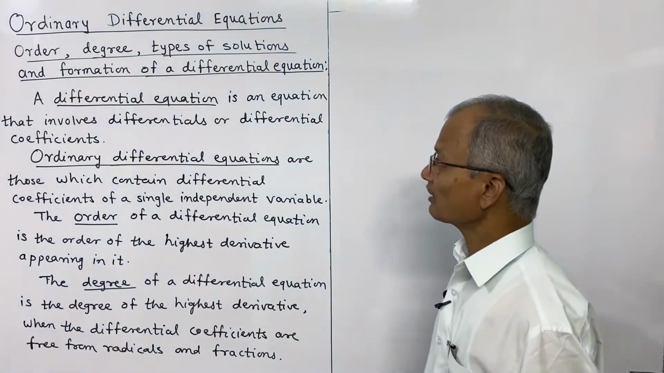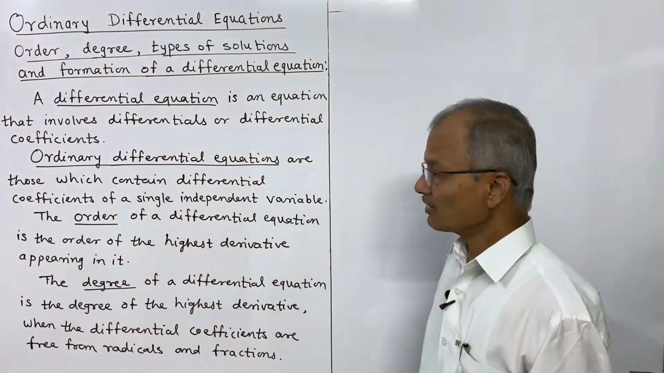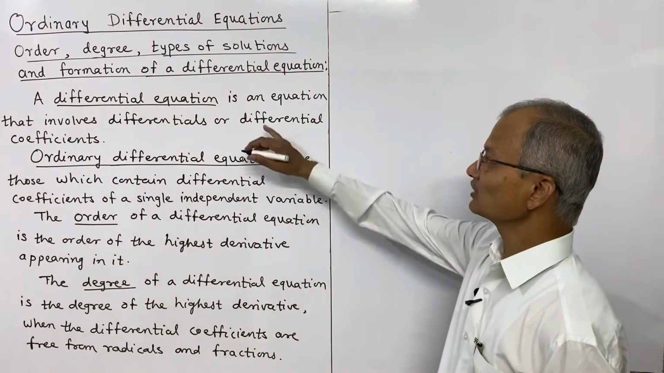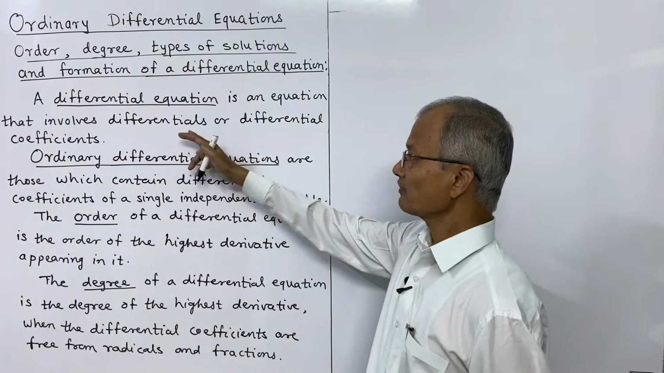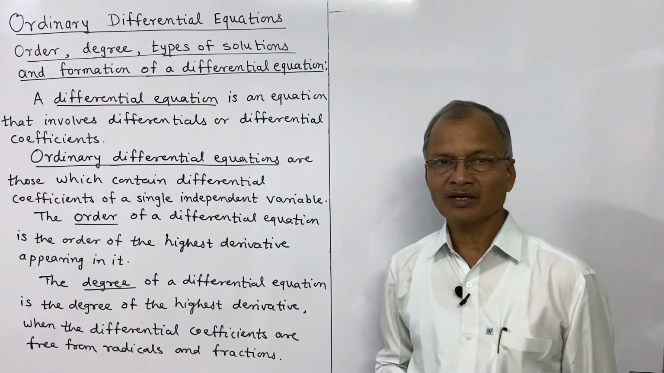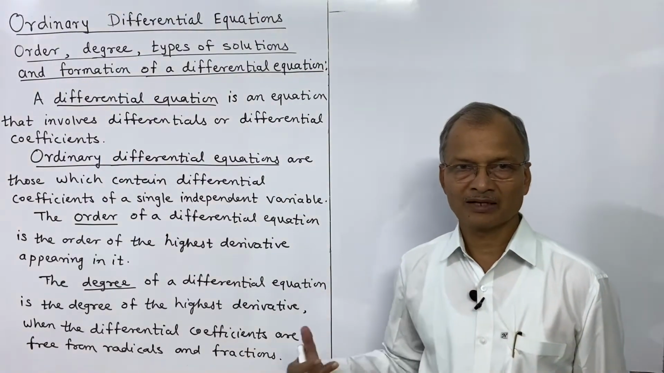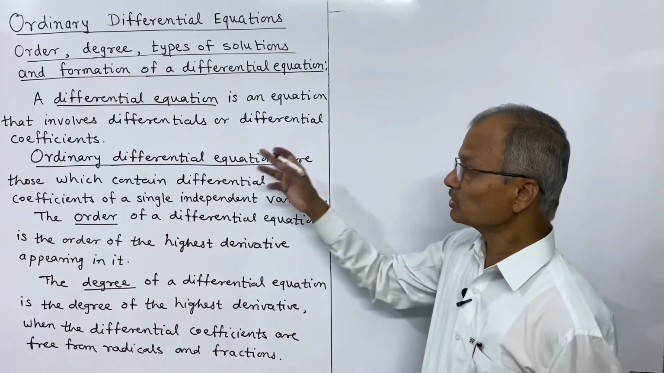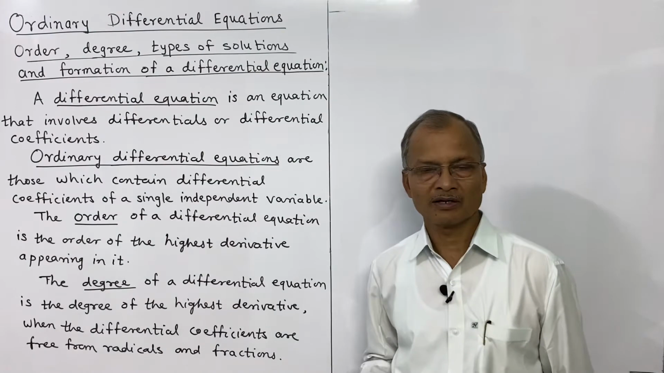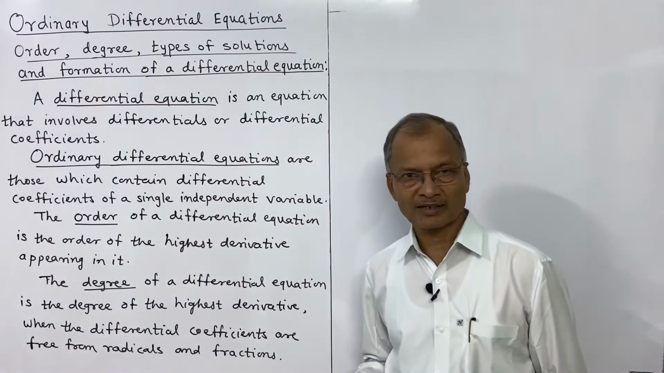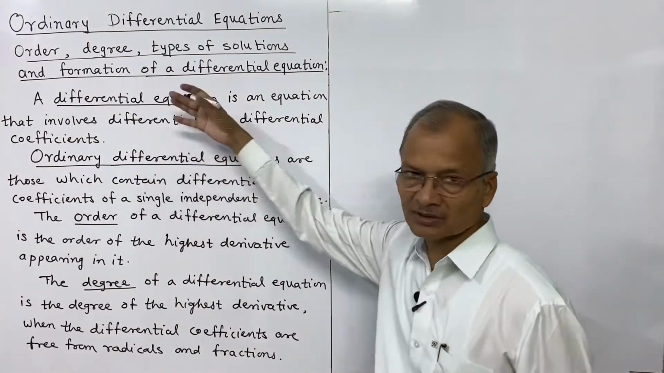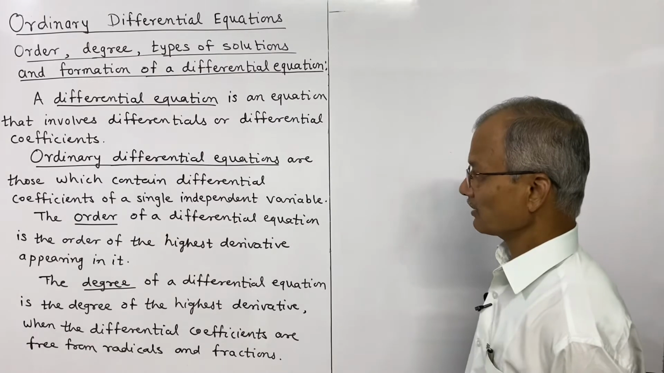Here I have written few definitions which are simple to understand. We shall see the meaning of these. A differential equation is an equation that involves differentials or differential coefficients. An equation involving differentials, that is dx, dy, dz, etc., or differential coefficients, means it may be of the form dy by dx or higher order d square y by dx square, d cube y, etc. So an equation involving differentials or differential coefficients is known as differential equation.